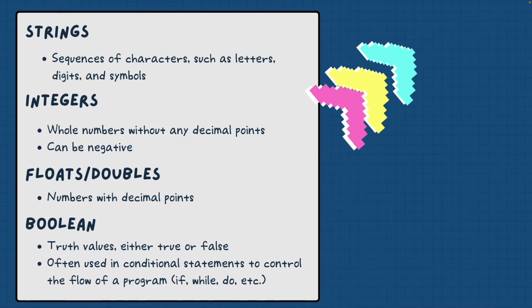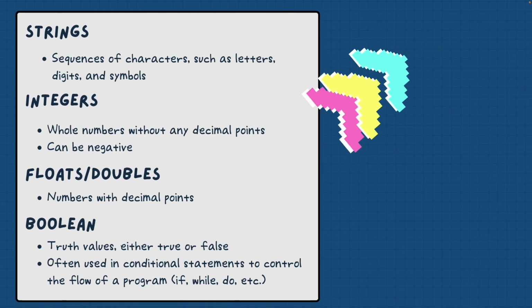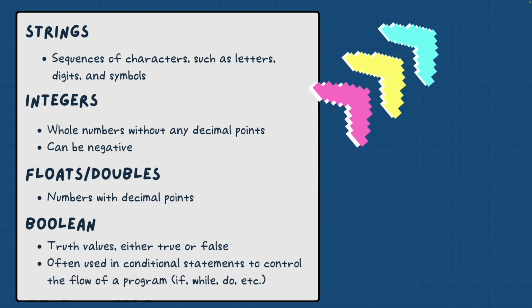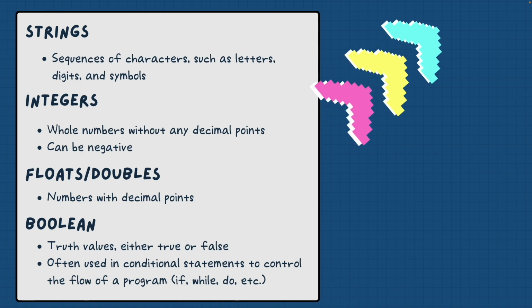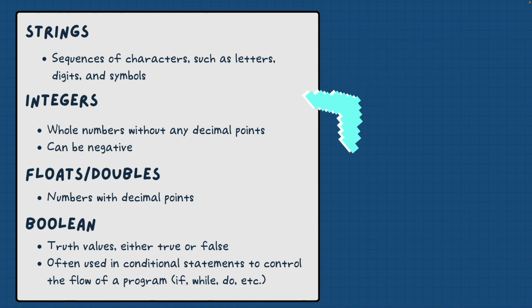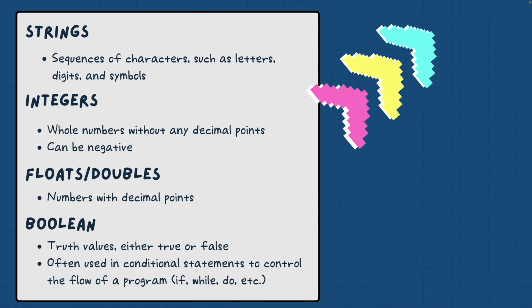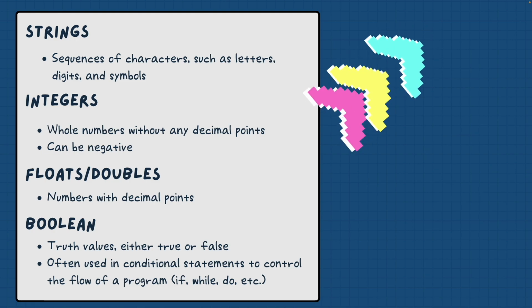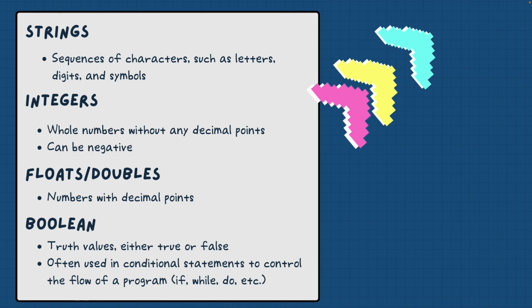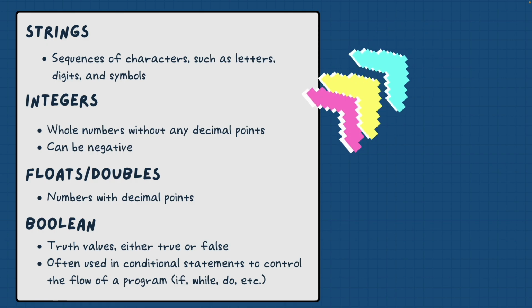We have strings, which is a series of characters or letters, digits, and symbols. Integers represent a whole number without decimal points. They can also be negative. We have floats, also known as doubles. They are numbers with decimal points.